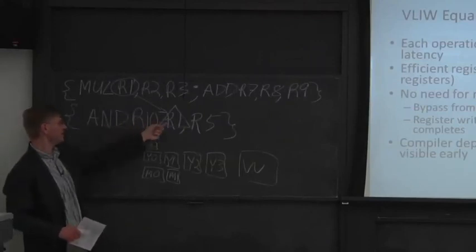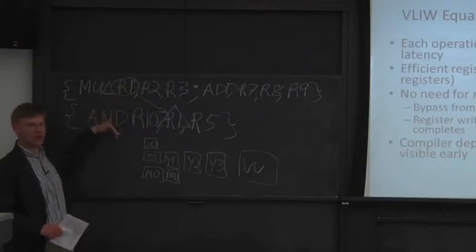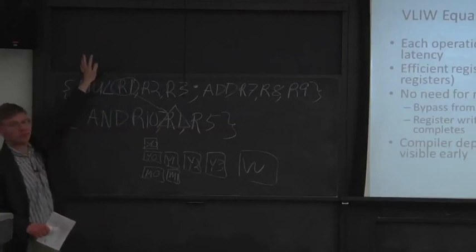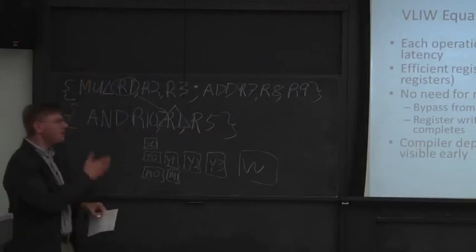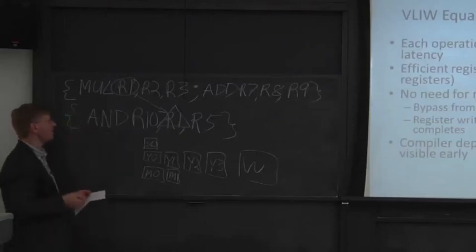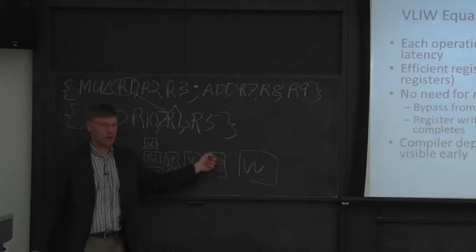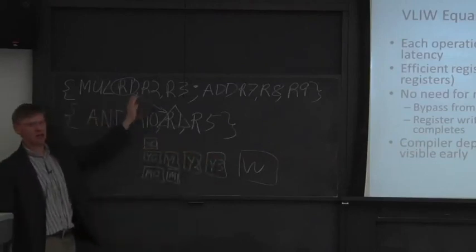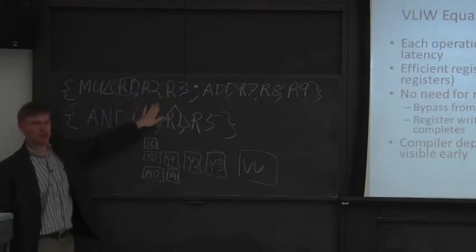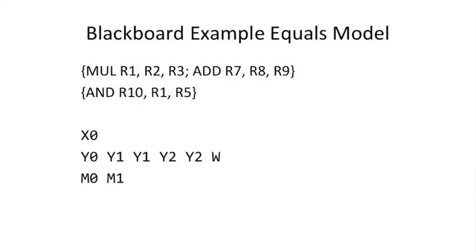Should this AND get the result of the multiply if it's scheduled one cycle after it, or should it get the old value of R1, the previous value of R1? So we're going to define in the equals scheduling model that the multiply value for R1 is not ready until the end of Y3. So in the equals model, with this AND, the compiler is not trying to express a read after write dependence. This does not actually exist. It gets the old value of R1. And the compiler knew about this, and everyone's OK with this. Now, if this AND was, let's say, three more cycles later, it would actually get that value, and there would be a read after write dependence. So in the equals model, we're just saying that the operation takes effect exactly at the specified latency and never earlier.